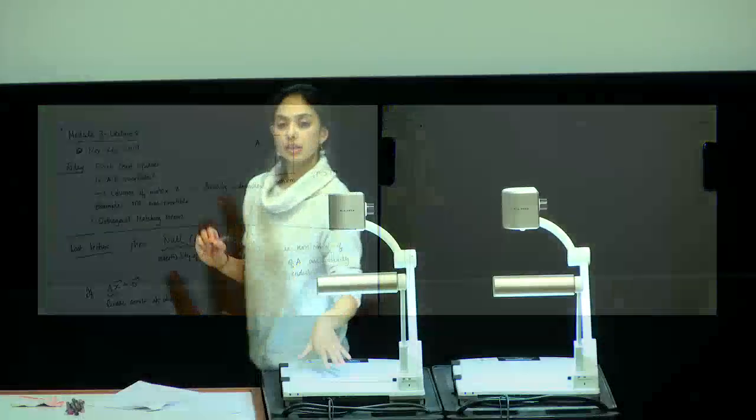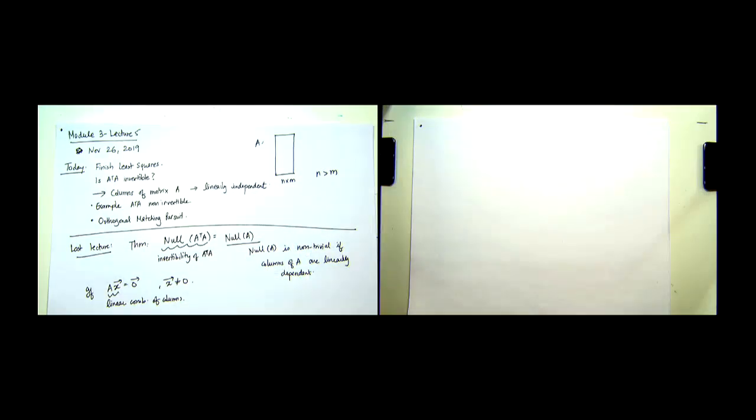So looking at the null space of A is basically equivalent to looking at whether or not the columns of A are linearly independent or dependent, right? We did all of this in Module 1. It's worth quickly reviewing that at some point. Make sure you understand the connection between linear dependence, independence of the columns, and the null space of A. Okay?